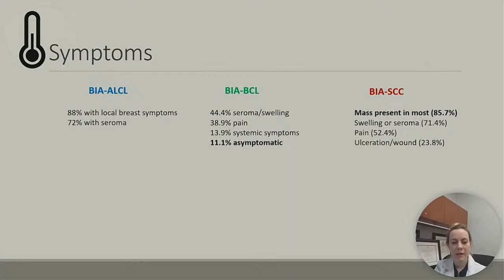In terms of symptoms, ALCL most commonly presents with a seroma. The B-cell lymphomas are very similar in that they often present with a seroma, but there is a good percentage of patients, 1 in 10, who are asymptomatic and incidentally discovered. Again, this is similar in line to the fibrin-associated diffuse large B-cell lymphomas, which are frequently incidentally discovered because they're very indolent. The squamous cell carcinomas are totally different in that the vast majority present with a mass.